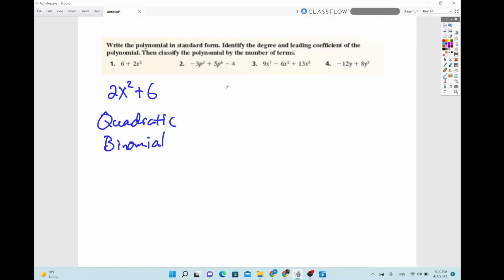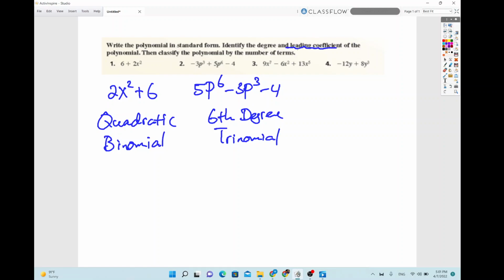And then the next one here, it looks like we started out with 5p to the power of 6 minus 3p to the power of 3 minus 4. As you can see here, we arranged the powers from the greatest to the least. So this one is called a 6th degree trinomial. And for those who might be wondering, the leading coefficient is always the coefficient of the first term, which is the number right in front of the variable. So 2 would be the leading coefficient. And for the trinomial here, 5 would be the leading coefficient.